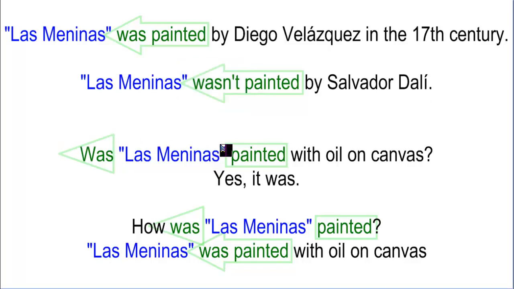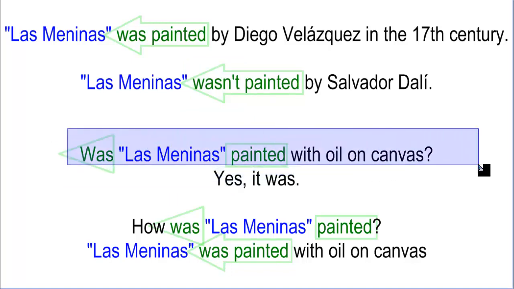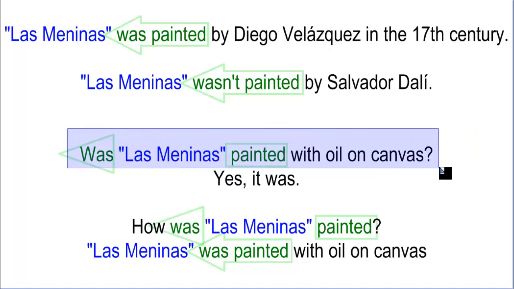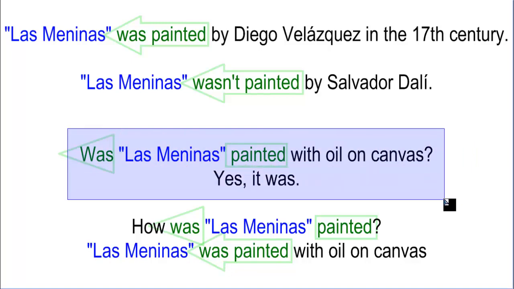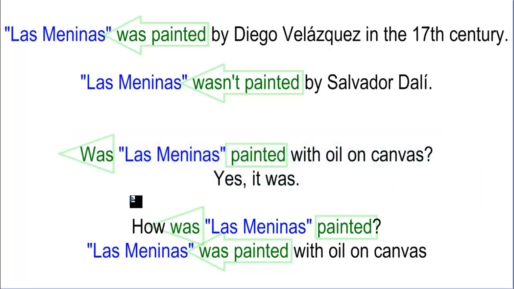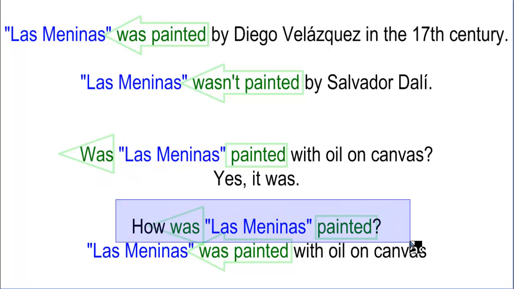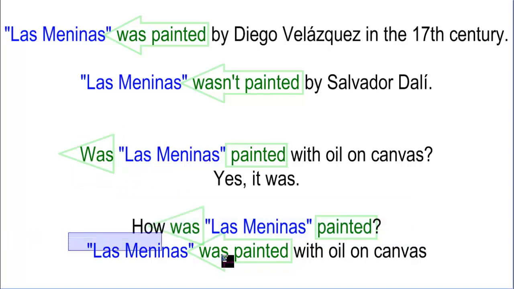If I want, I can also make yes/no questions. I could say, was Las Meninas painted with oil on canvas? And obviously the answer is yes, it was. So you see, we're going to use the verb to be for a lot of these cases. How was Las Meninas painted? Oh, it was painted, Las Meninas was painted with oil on canvas. You see, that's the way you can describe different ways to say the sentences.